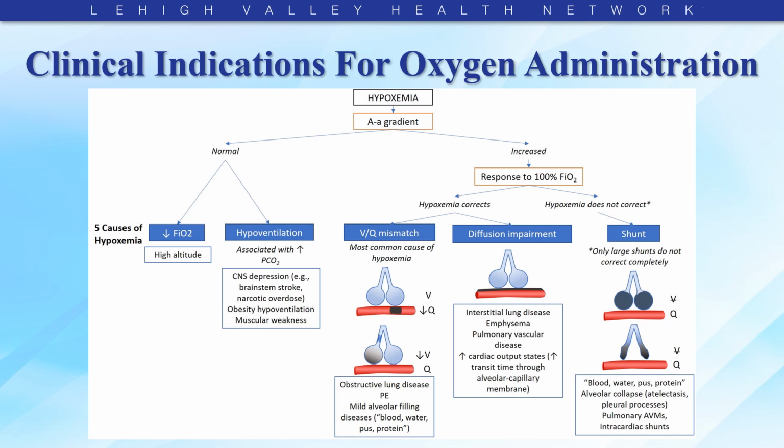If you have atelectatic lung, with completely collapsed alveoli, as you might have in severe ARDS, you can give all the oxygen you want. It's not going to make a difference because you don't have any alveolar surface area for that oxygen to diffuse across. So you have to somehow open up the alveolus and get it inflated.